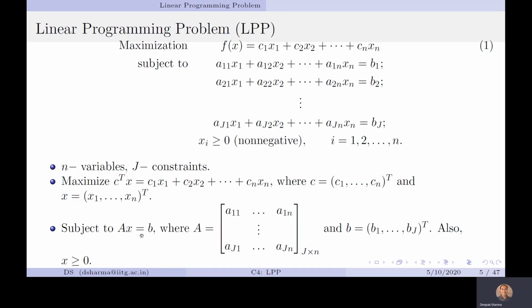Similarly, in Ax equals b, b is the right hand side coefficient, which we write as b1 to bJ, and it's a column vector. And we can write that the vector x should be greater than or equal to 0. So this representation, we will use later.